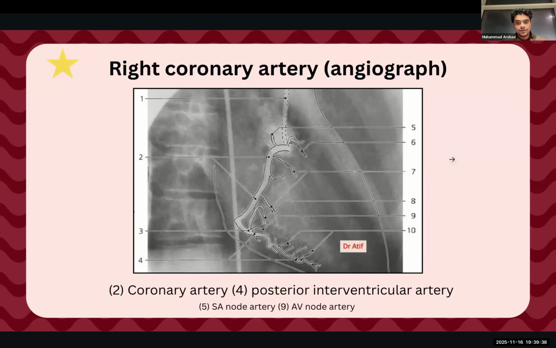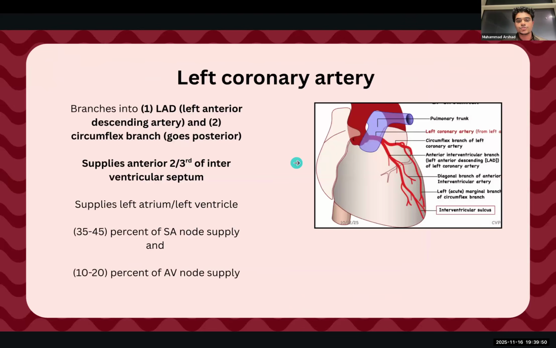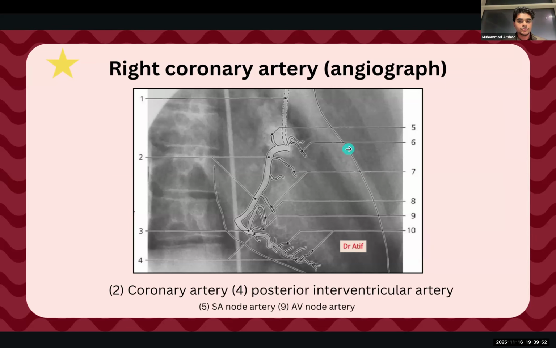Okay, this is very, very important. This came as an SAQ last year, and you need to be able to identify the right coronary artery on an angiograph. Okay, that's what this is. Now, you have both the right coronary artery and the left coronary artery on angiographs, and you need to make sure you don't confuse yourself. So one trick that I came up with is if you look over here, it's kind of forming like a right angle almost, right? And it's the right coronary artery. So that's just what I thought would be helpful for you guys to remember it.